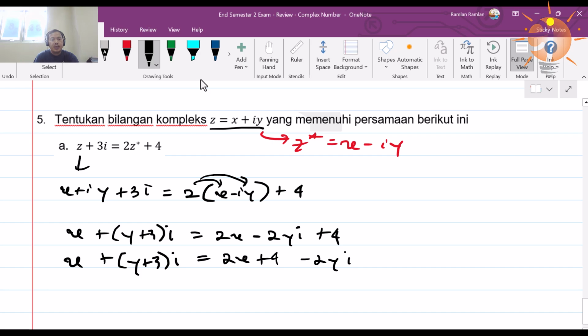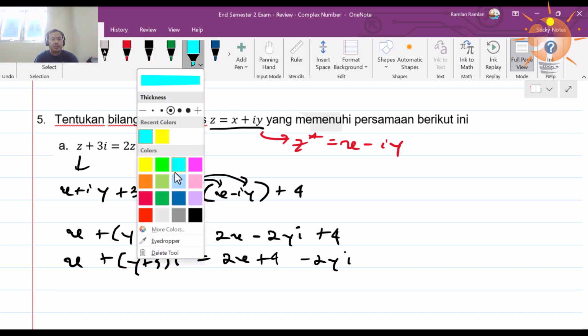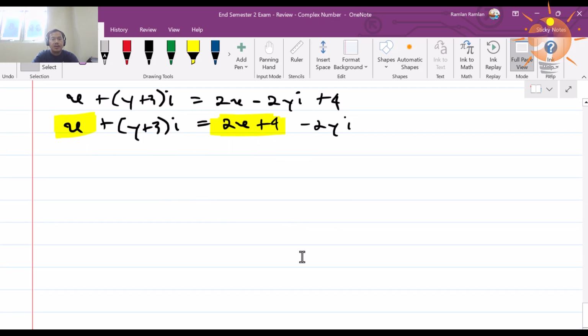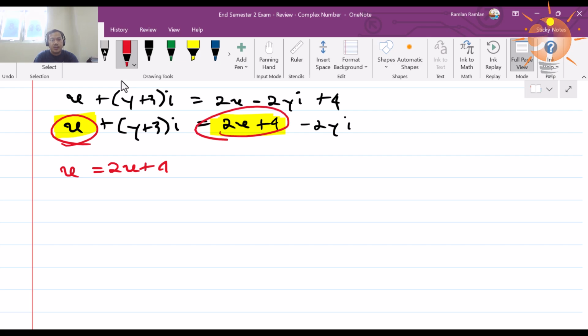Okay, now I'm going to rewrite the one on the left side. And then again, the same thing like before, we need to match them up. So here, the real part is this one, and the real part on the other side is that one over there. So which means that we can write down another equation, that will be x equals 2x plus 4, right? This guy is equal to this guy, okay?